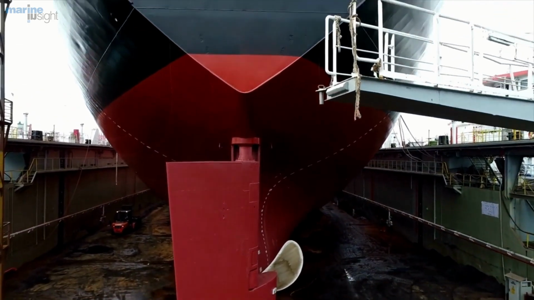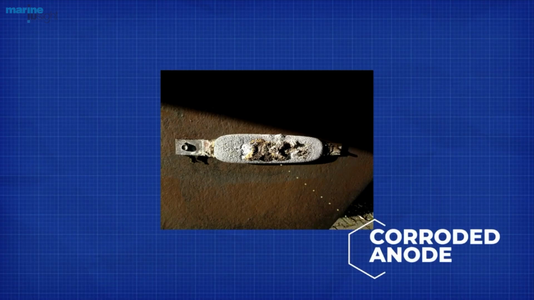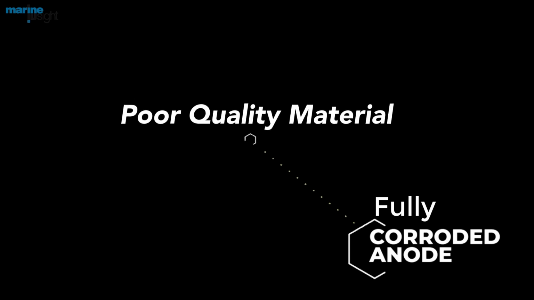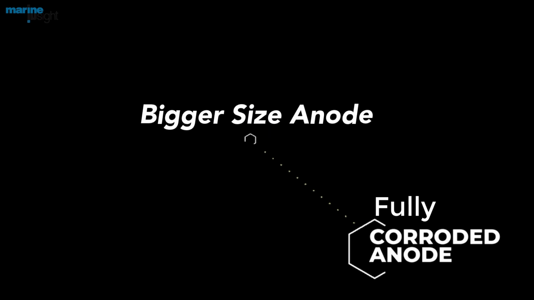If the anodes are found completely corroded, then anodes of bigger size should be fitted. A fully corroded anode means that the material used was of poor quality or a large amount of material is required to protect the hull.